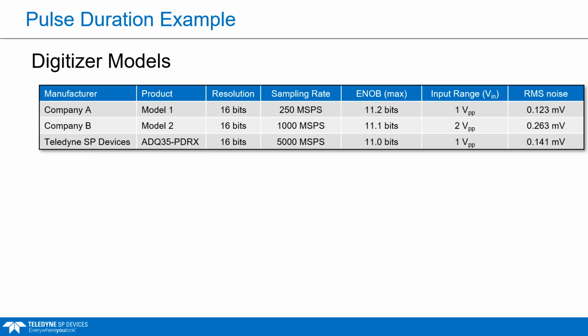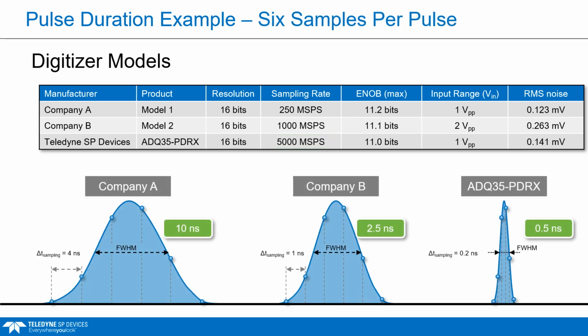The ADQ35 PDRX has similar noise performance to other digitizers, making it equally good at capturing weak pulses. However, it stands out with a 5 gigasamples per second sampling rate, which is 5 to 20 times faster than the other two digitizers shown here. This high sampling rate allows it to capture more samples per pulse, resulting in better digital representation. This is illustrated at the bottom, where we have used an example of capturing 6 samples per pulse.